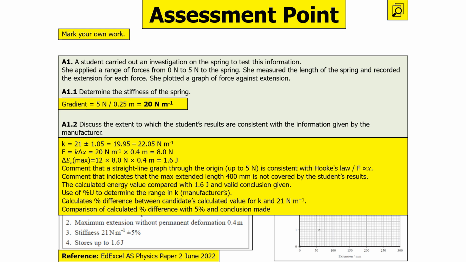Now we also know we've got a straight line graph going through the origin, which is again consistent with Hooke's law as stated. Again, we've got to understand that the maximum extended length, which is 400 millimeters, is not covered by the student's results because they only go up to 300 millimeters. The calculated energy value is compared to 1.6 joules, and we give a conclusion whether it's close or not. We can then work out the range in the manufacturer's uncertainty, to see if it's right. We could calculate the percentage difference between the value we have and their value. But now it's trying to say, well, if it's within 5%, it would be appropriate.